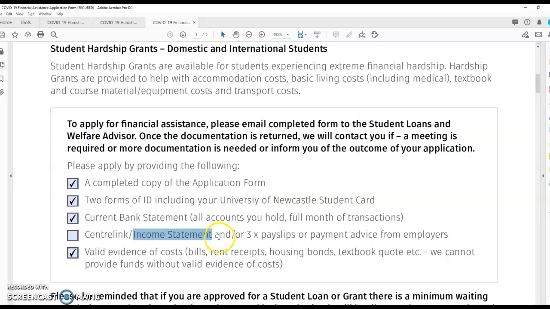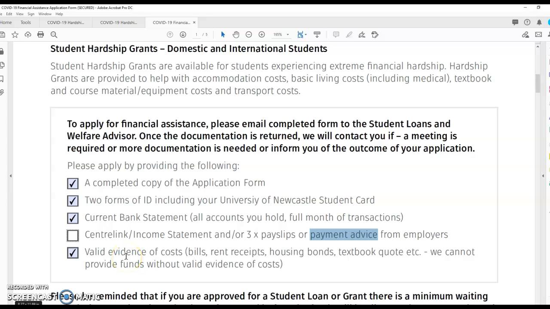It's just so that we get a comprehensive picture of your state, your finances. So we need 3 payslips or payment advice from your employer. If you have a job, they should be providing you with these payslips or payment advices on a weekly or fortnightly basis. So you need to provide 3 of those. If you don't have a job, you can leave this box blank.